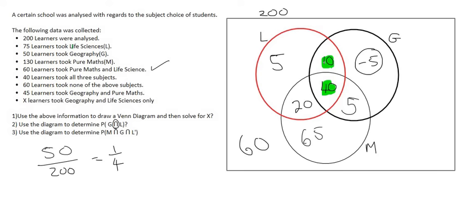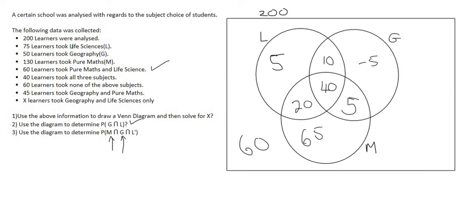The next one's quite interesting. It says, determine the probability of the people who do maths, and they must do geography, and then they must not do life sciences. That's what that little line means over there. So it's people who do maths, so we'll go in the maths circle, and then geography, but then not life sciences. So where are the people who do maths and geography? Well, they would be over here, but then it mustn't include life sciences. So those two green dots that I've just circled, the 40 is also inside the life sciences circle, and so we must ignore that one.